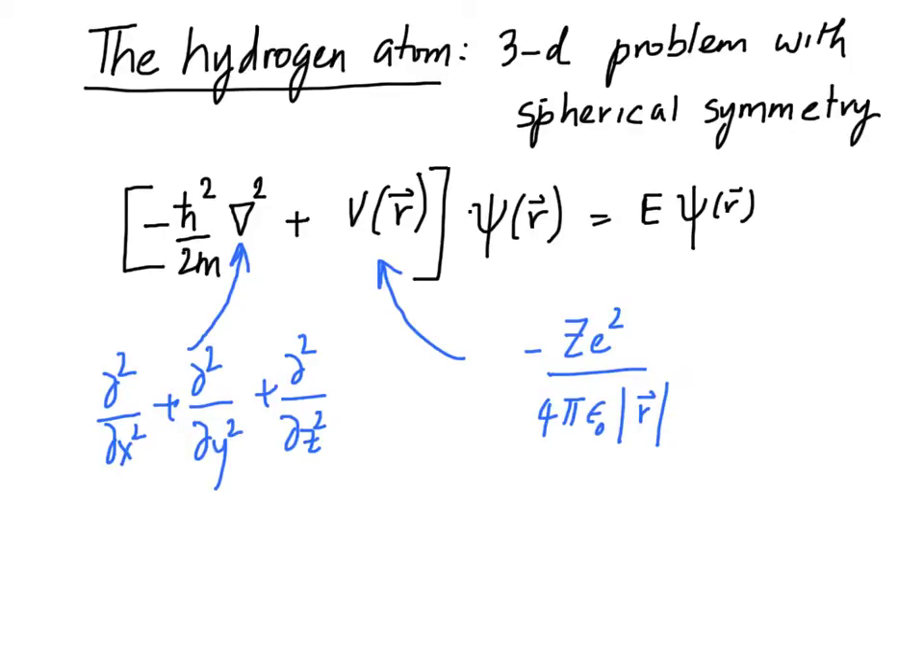So the kinetic energy operator, or the del squared operator, is given by this, and our potential energy of our electron bound to our nucleus is given by this. Of course, in the case of the hydrogen atom problem, Z is actually equal to 1, but we're still going to keep it because it's going to be useful later on, right?